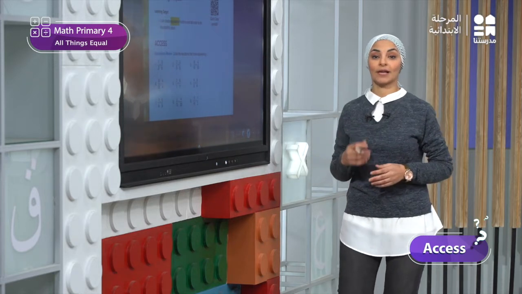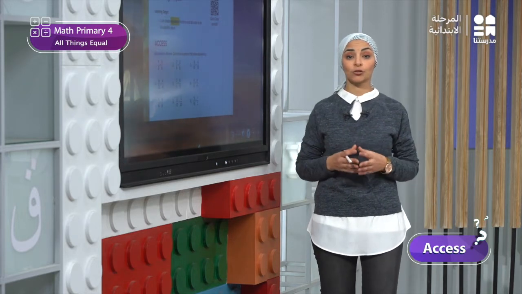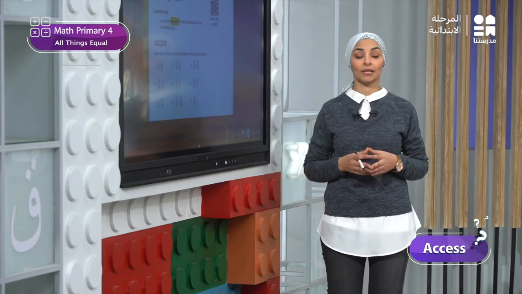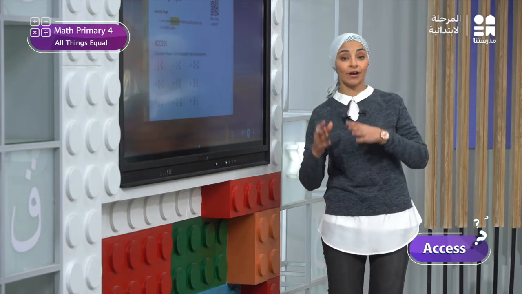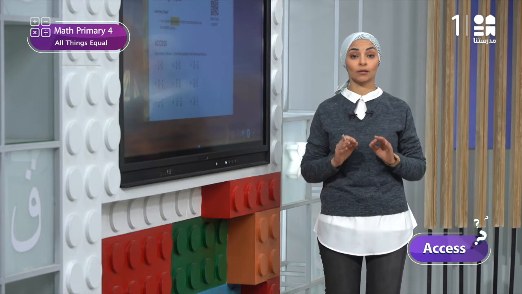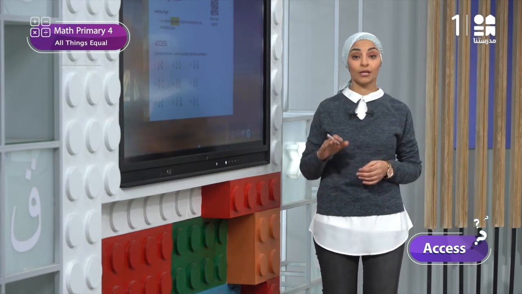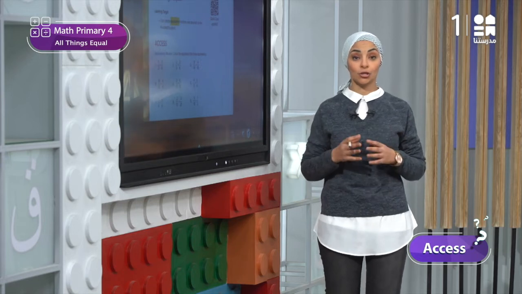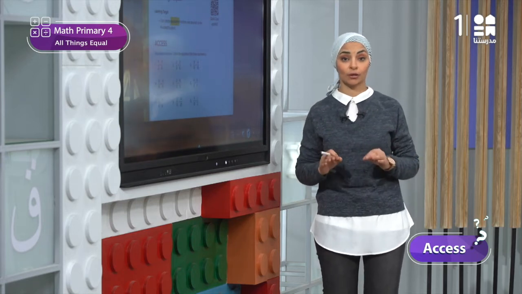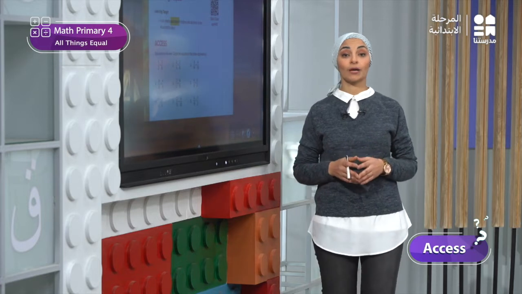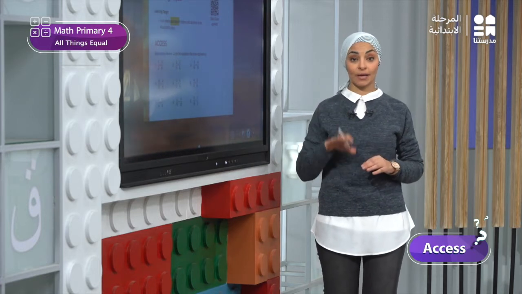We have learned that to find an equivalent fraction, what must we do? We multiply by a fraction equivalent to 1, like 2 over 2, or 3 over 3, or 4 over 4, and so on. It must be a fraction equivalent to 1. Also, we can divide by the same factor up and down.